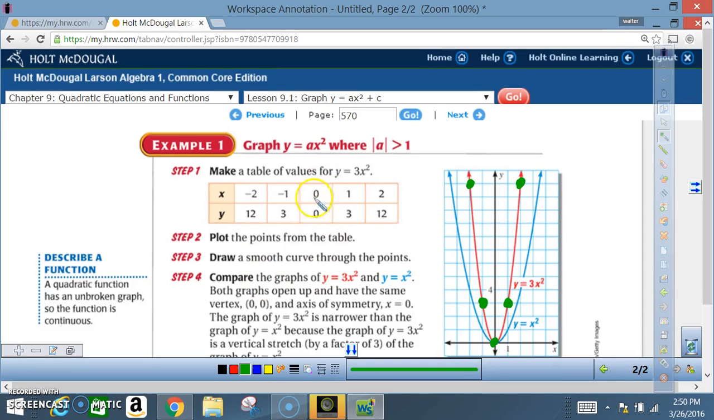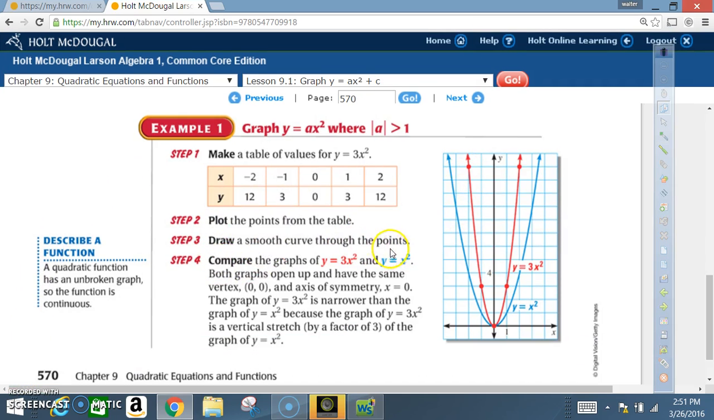First thing we graph is 0, 0. X is 0, y is 0. Next we're going to graph negative 1 and 3. After that, 1 and 3. And last but not least, negative 2 and 12. And then we get 2 and 12. Then we connect the points with a smooth curve.